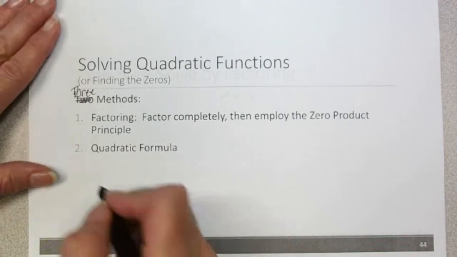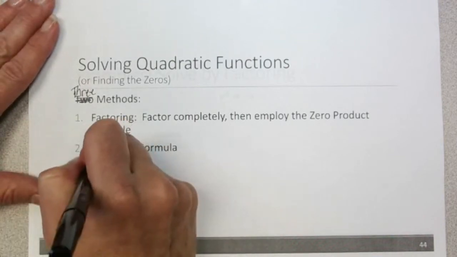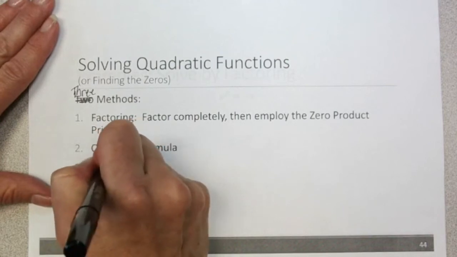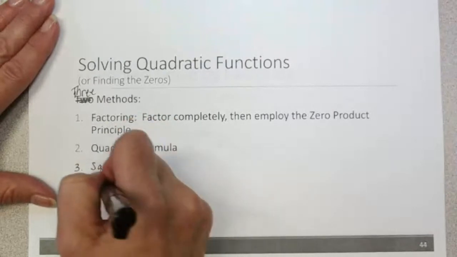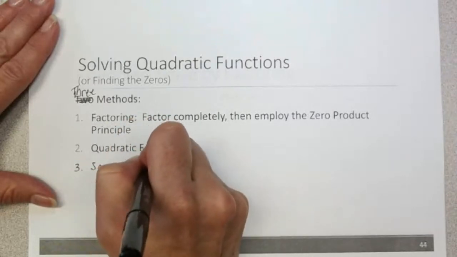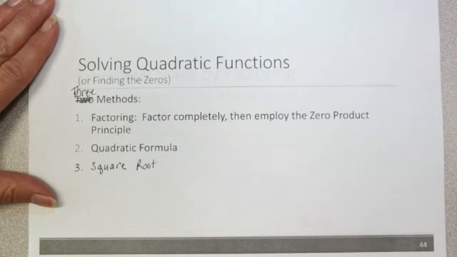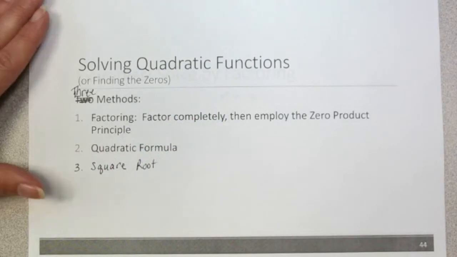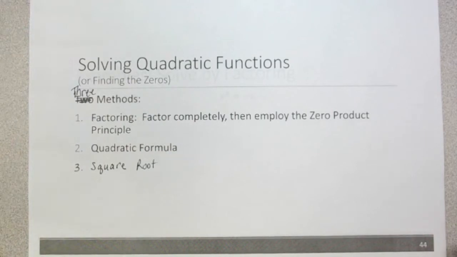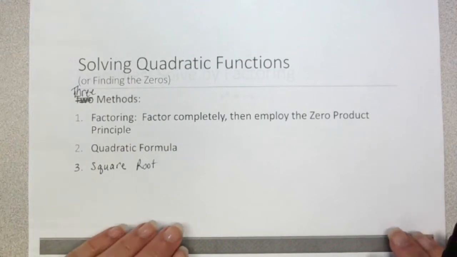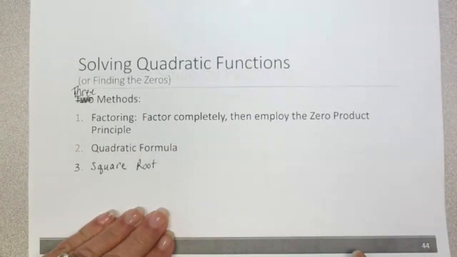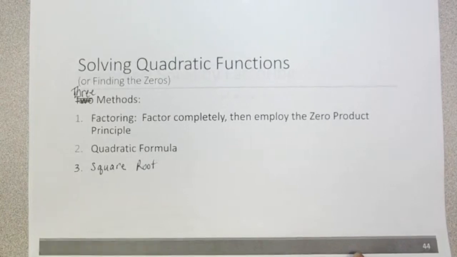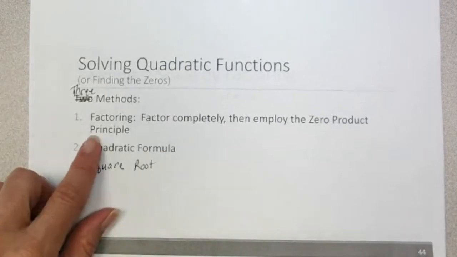And then sometimes, not that often, there's a third method that is helpful. It's a little bit easier. If a quadratic function is in a certain format, we might use the square root method to solve it. The square root method is only helpful if there's no middle term, or no b term, in the quadratic function, or if it's not simplified and one side is a perfect square. More about that later. Let's look at some examples using the first method.